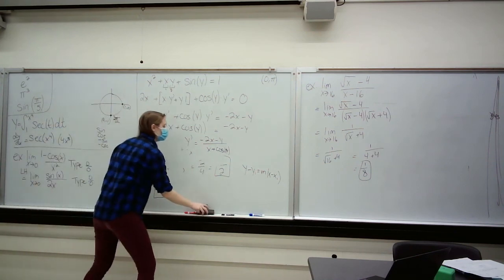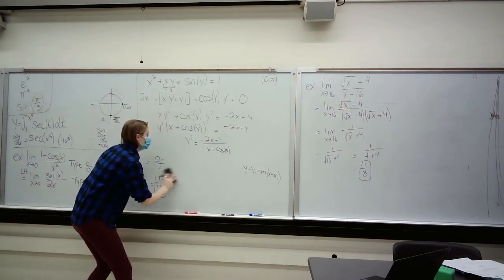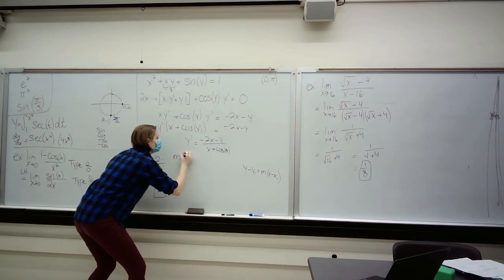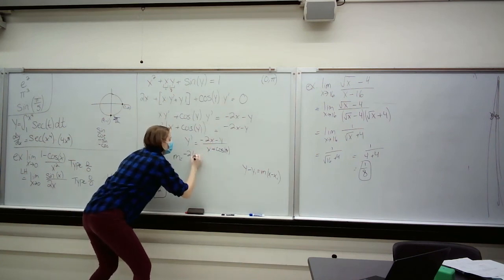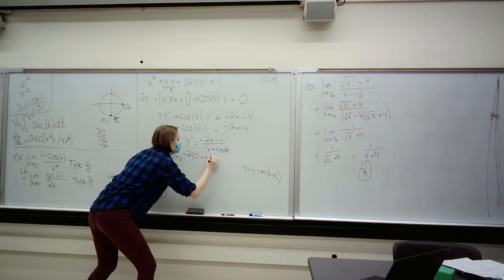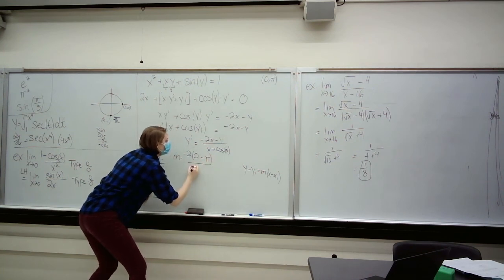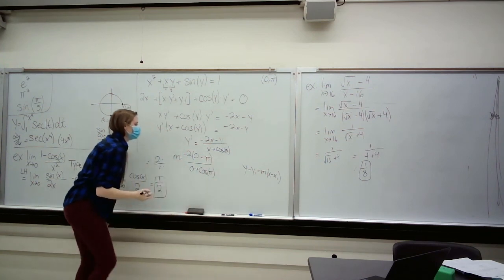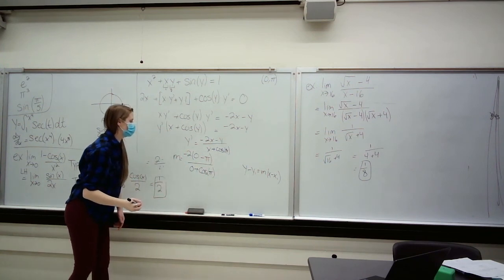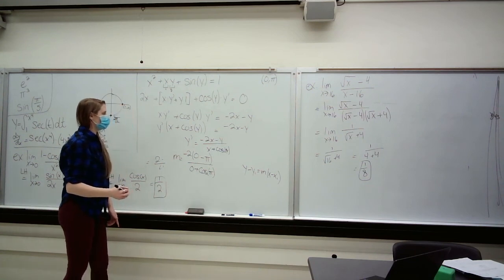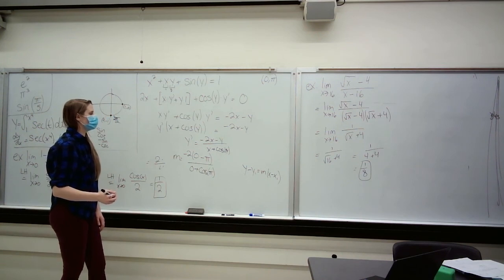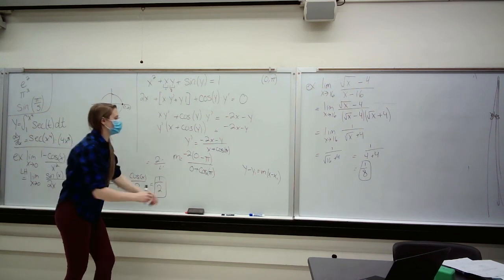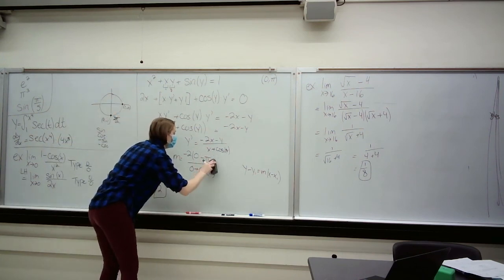So, let's just say m equals minus 2 times 0 minus pi over 0 plus cosine of pi. It's just negative 2x, right? Negative 2x minus y. It's not like negative, for the top, for the slope. So, oh, yeah. Yes, yep, thank you.